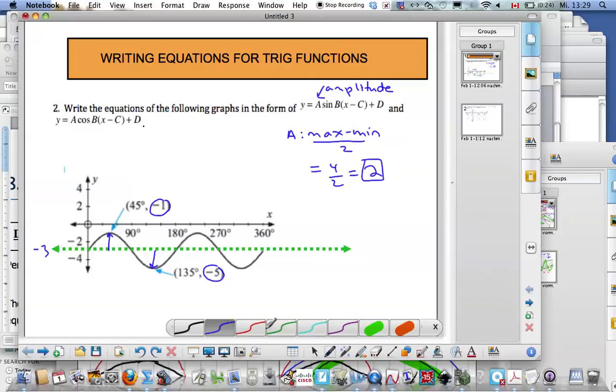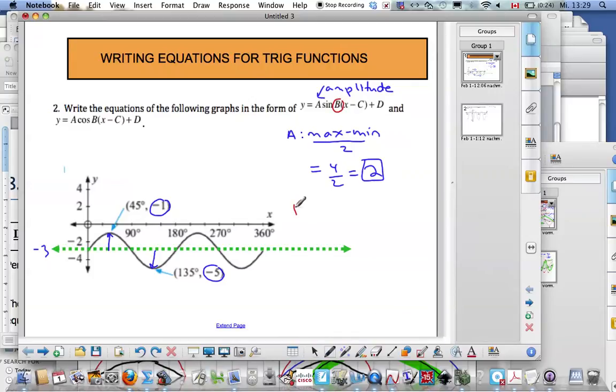Let's find B. I always like to go left to right. So B, again, has to do with the period, and we find that using the formula. Remember that it's the number of cycles in 360. If you don't have that written down in your notes yet, make sure that you do. So B is always 360 divided by the period. In order to do this, we have to know the period. We can get that right from looking at the graph, and the period is one full cycle.